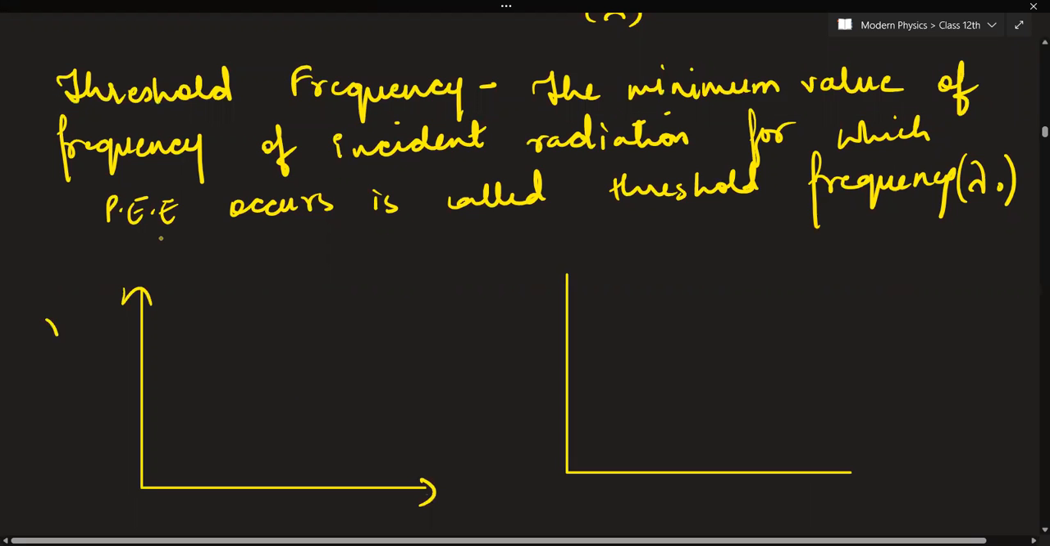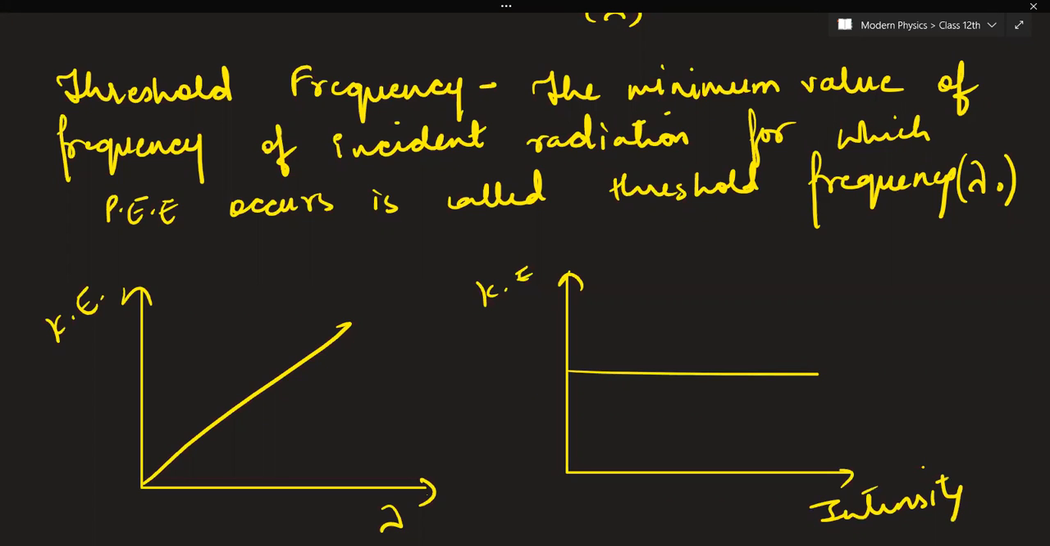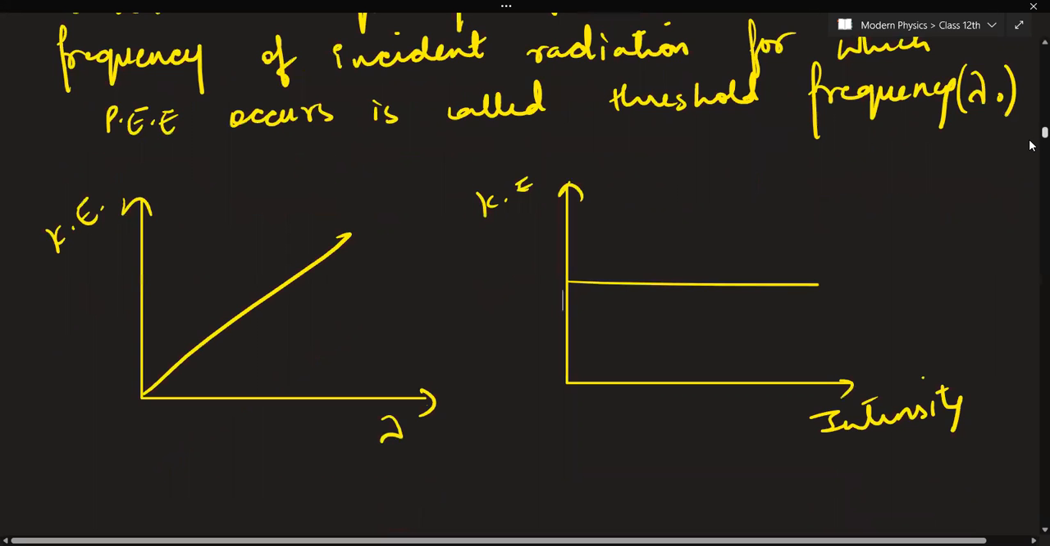If you see the graph between kinetic energy and the frequency, it will also be a straight line. But if you see the graph between kinetic energy and intensity, this is independent. So it can come as a theory part as well as it can be asked to you directly. Now see, if you are asked what are the laws of photoelectric emission, as I've said, I'll give you the notes only, I'm not writing everything in detail.